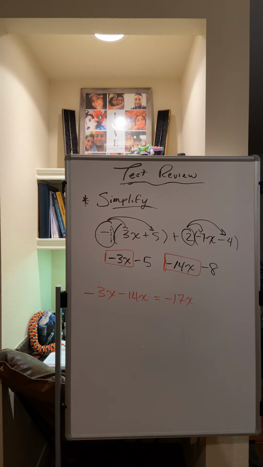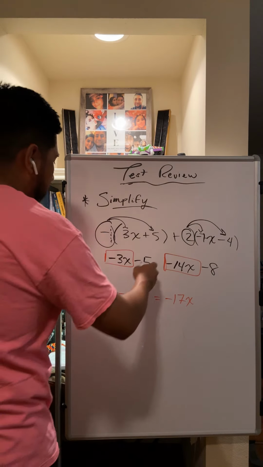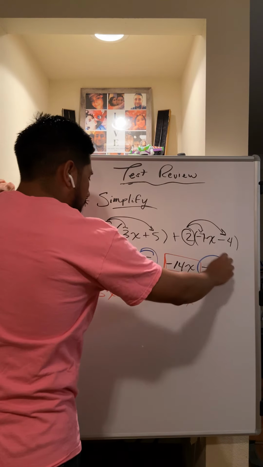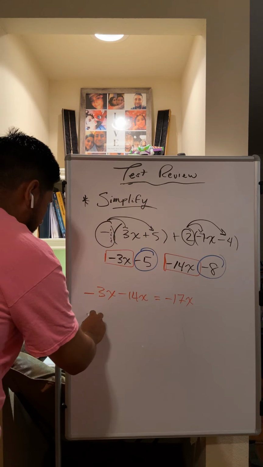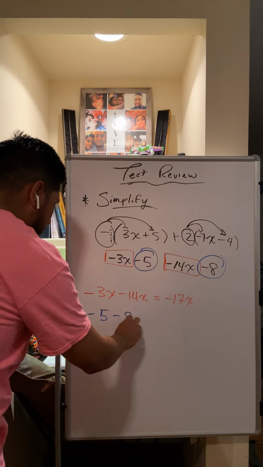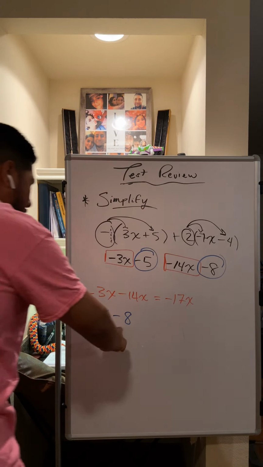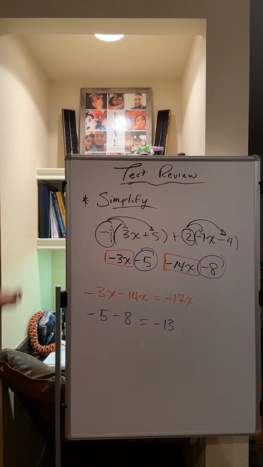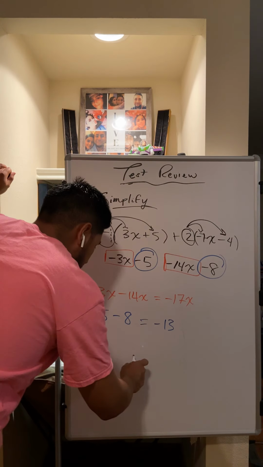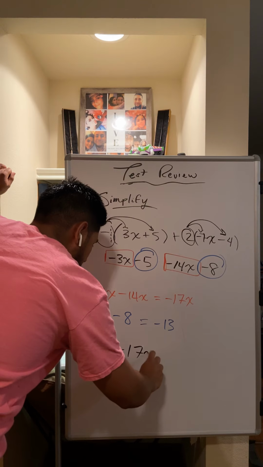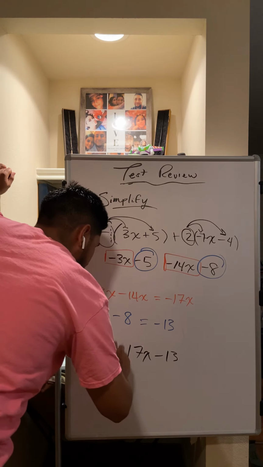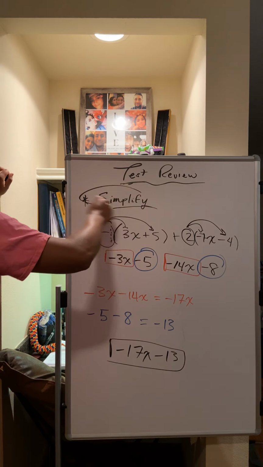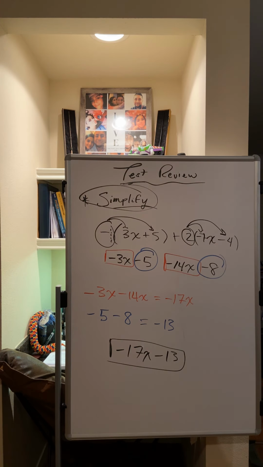All right, one more. Almost done. Numbers with numbers. Negative 5 minus 8. Calculator. Negative 13. Full answer: negative 17x minus 13. And that is simplifying. So be very careful when you're working on that in that specific problem.